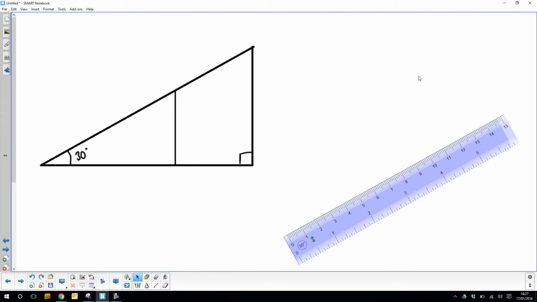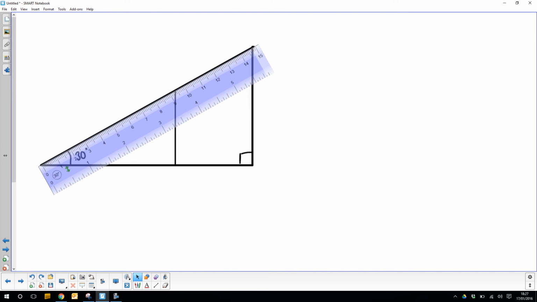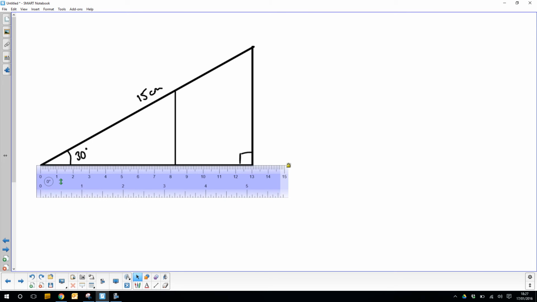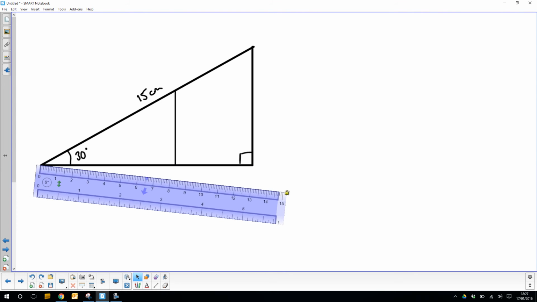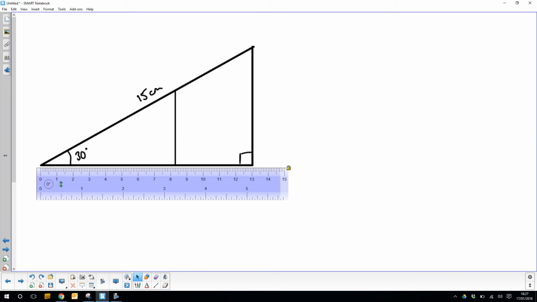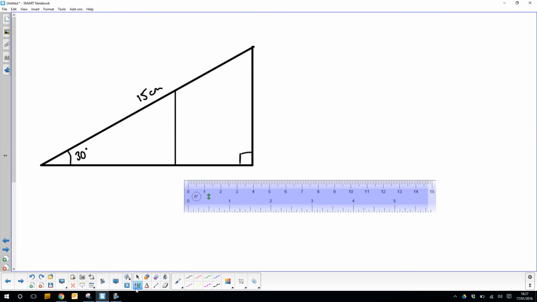Now, what I'm now going to do is I'm going to measure some of the different lengths that we have. First of all, I'm going to measure the full, the main length, which is 15 centimetres. The full hypotenuse is 15 centimetres for the big triangle. And then I'm going to rotate my ruler. I'm going to measure the bottom, which is of course the adjacent side. And the adjacent side is 13 centimetres if I'm not being particularly accurate. But we'll put that as 13.